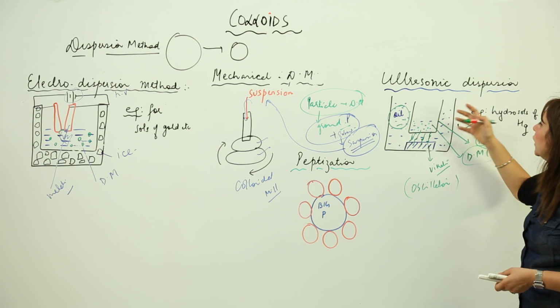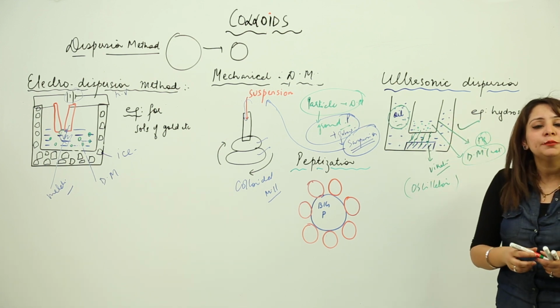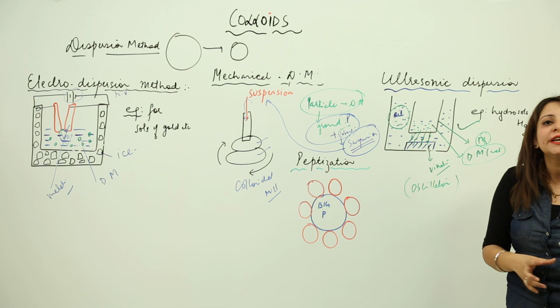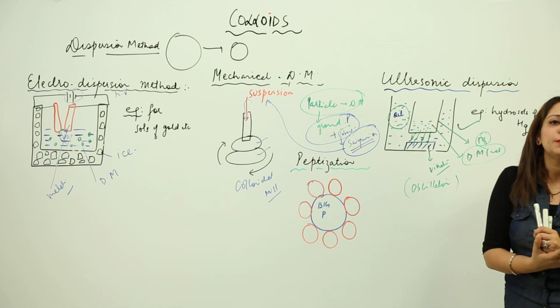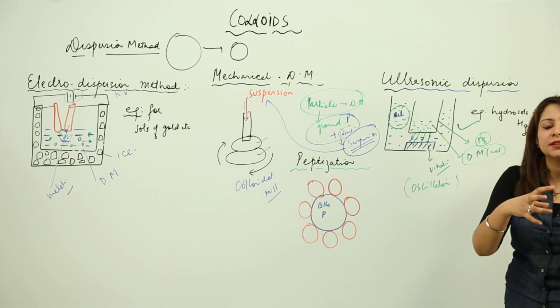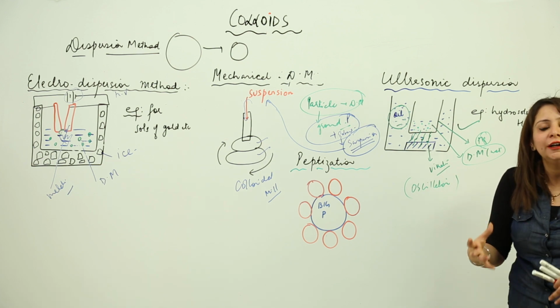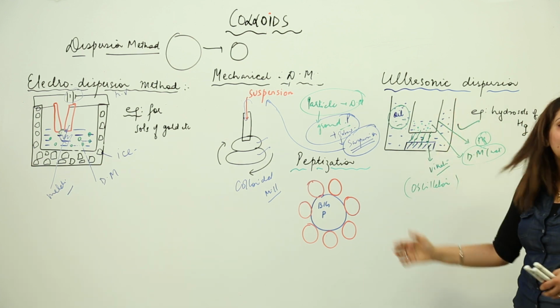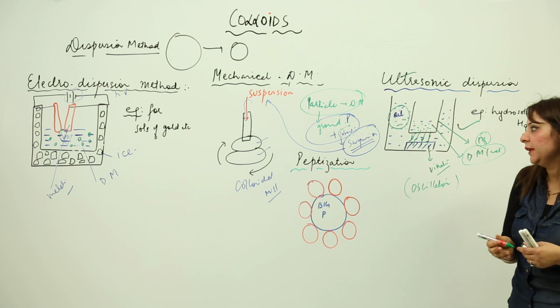So this is how we are grinding the particles into finer particles by using a vibrator. Those vibrations are capable of converting bigger particles into smaller ones of the colloidal range. So this is our ultrasonic dispersion method.